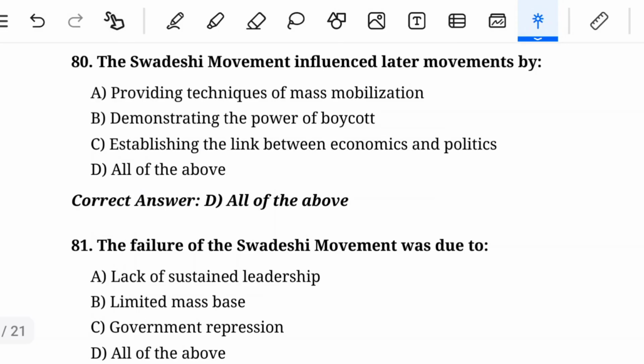80. The Swadeshi movement influenced later movements by: A. Providing techniques of mass mobilization. B. Demonstrating the power of boycott. C. Establishing the link between economics and politics. D. All of the above. Correct answer: D. All of the above.